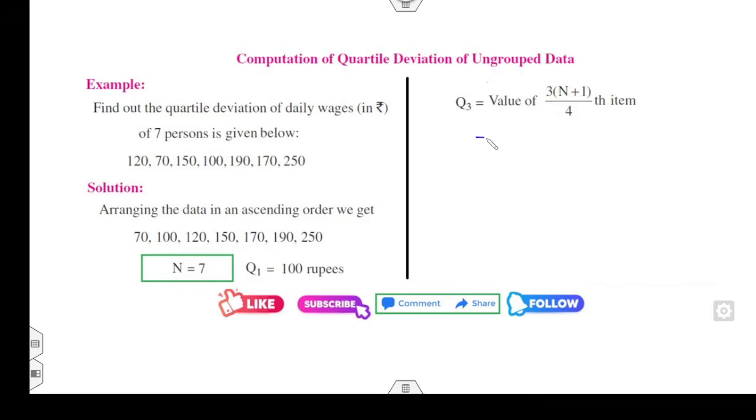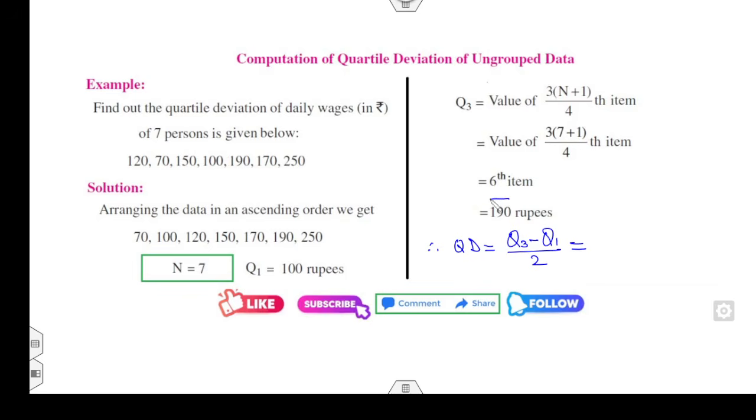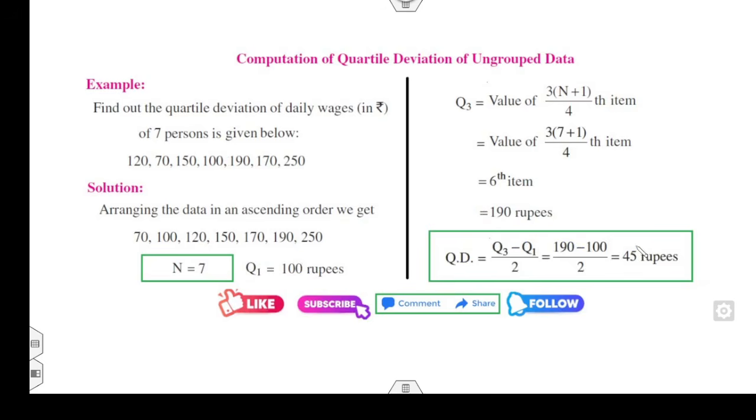Similarly for Q3, you can substitute the value of n. So n is 7. 7 plus 1 is 8. 8 times 3 is 24. 24 divided by 4 will give you the sixth item. The sixth item is 190. So Q3 is 190. Therefore, the quartile deviation is defined as Q3 minus Q1 divided by 2. You have the Q3 value, you have the Q1 value. I can substitute that, and you will get 45. The dimension must be written in the answer.